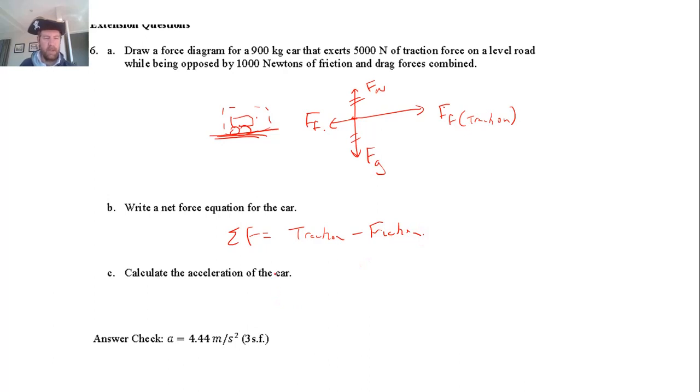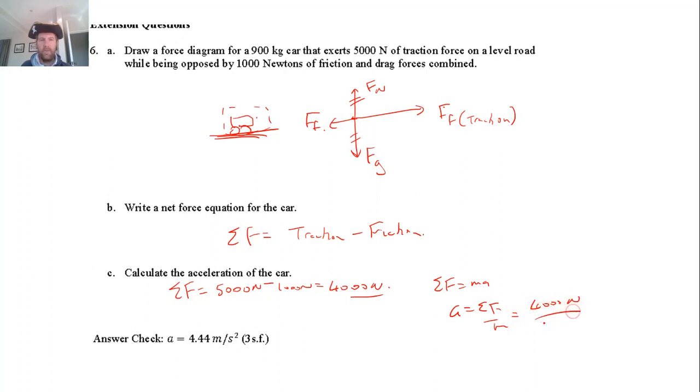Calculate the acceleration of the car. So I want to calculate the net force first, and that is 5,000 minus 1,000 equals 4,000. And then from that I can say, well, net force equals MA. If I want to rearrange this to find A, I have A equals net force over M. In this case it is 4,000 newtons over 900 kg, and that is 4.44 meters per second squared.